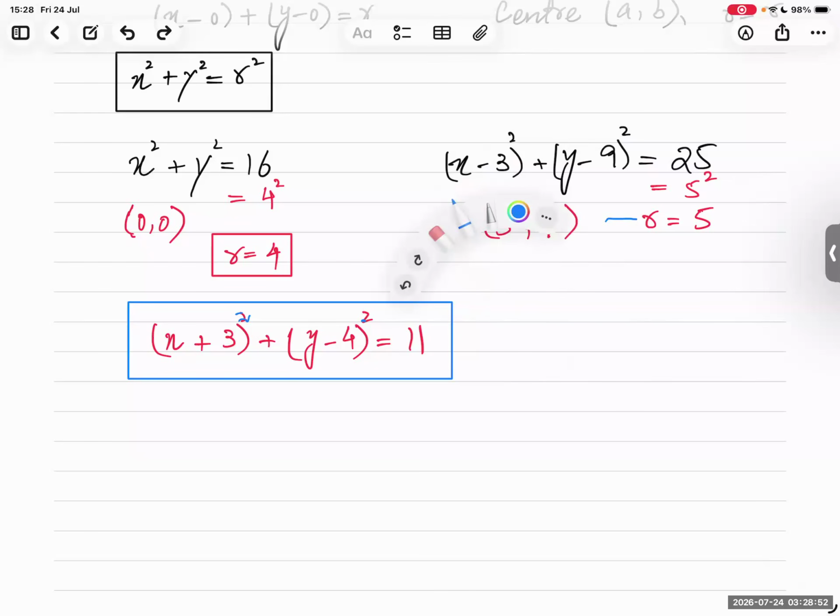Yes, Iman? What would be the center and what would be the radius here now?